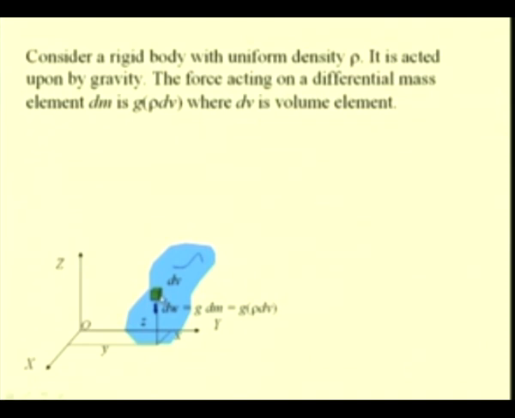If we consider a differential mass element of this body, say this small cube that you see over here, the mass of this element is rho dV, if dV is the volume of the element, and the weight is gravity times the differential mass, which is equal to g times rho dV. And this vector shows both the magnitude and direction of the weight of this differential element, that is dW.